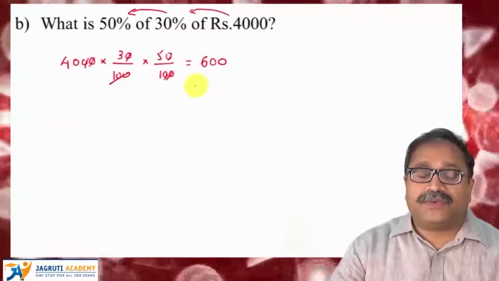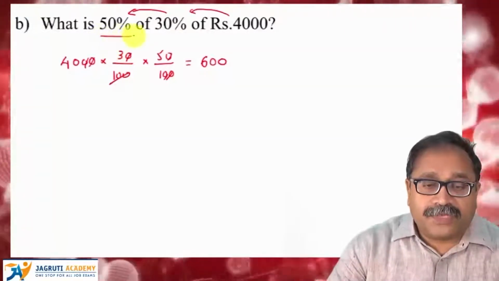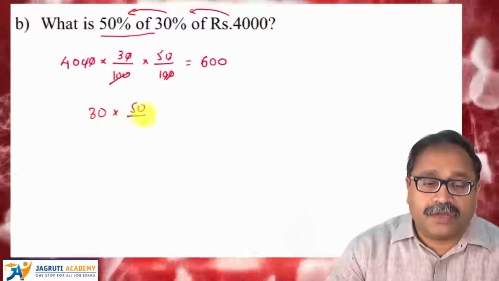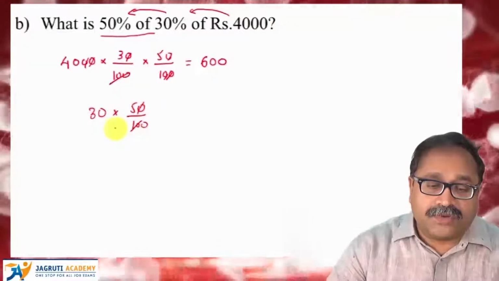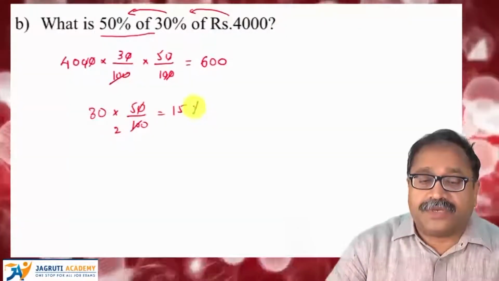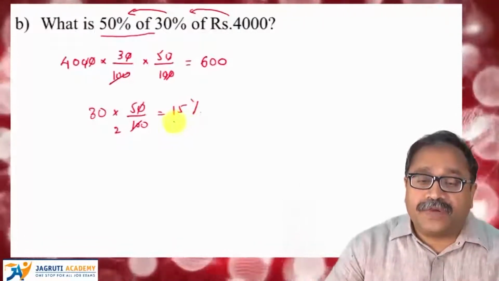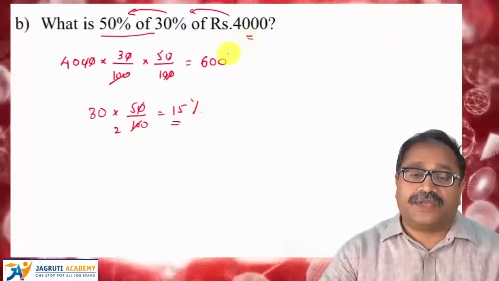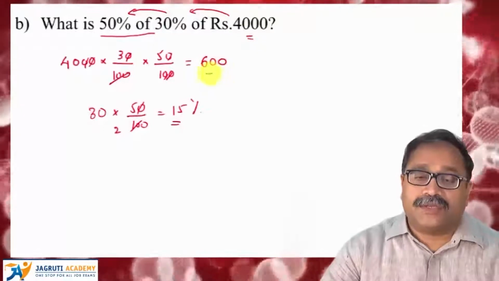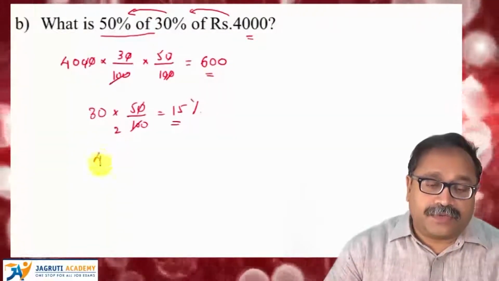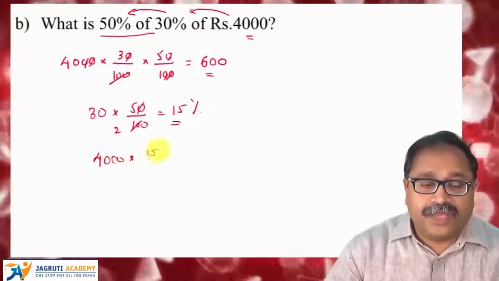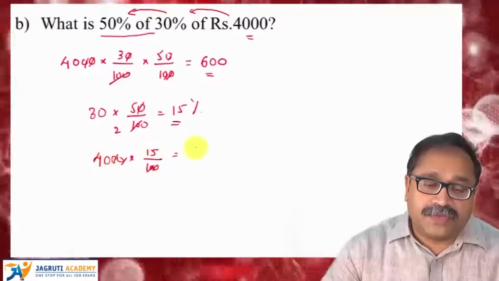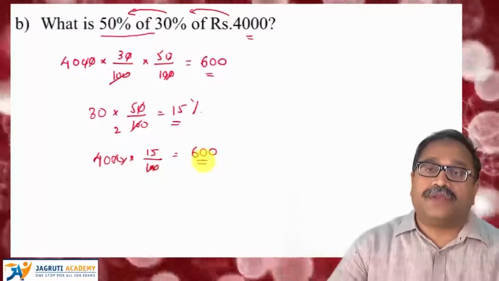But as I said in the previous question, we are expected to know what is 50% of 30%. So I will take 30% into 50 by 100, which is equal to, this gets cancelled 2 times, 15%. In other words, 15% of 4000. So let's calculate 15% of 4000 and check whether we get the previous answer, that's 600, or not. So 4000 into 15 by 100. Again 2 zeros get cancelled over here, and 15 fours are 60, followed by 1 zero. We are getting the same value.